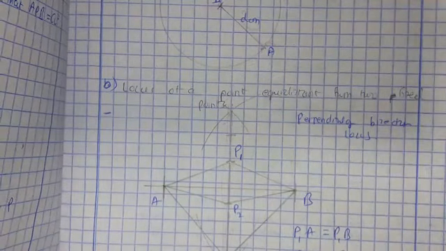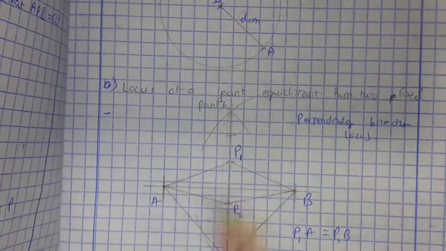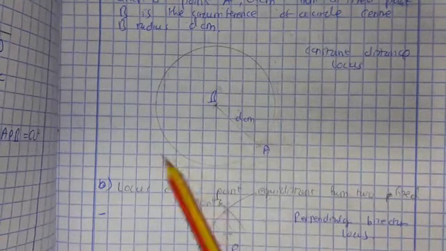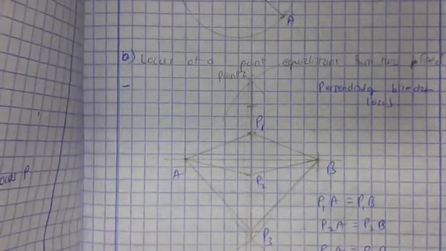I believe we spoke about that in the previous tutorial. So various things that you need to know. In the first one, we said it's a circumference, meaning it's a constant distance locus. And in the second case, it's a perpendicular bisector locus.